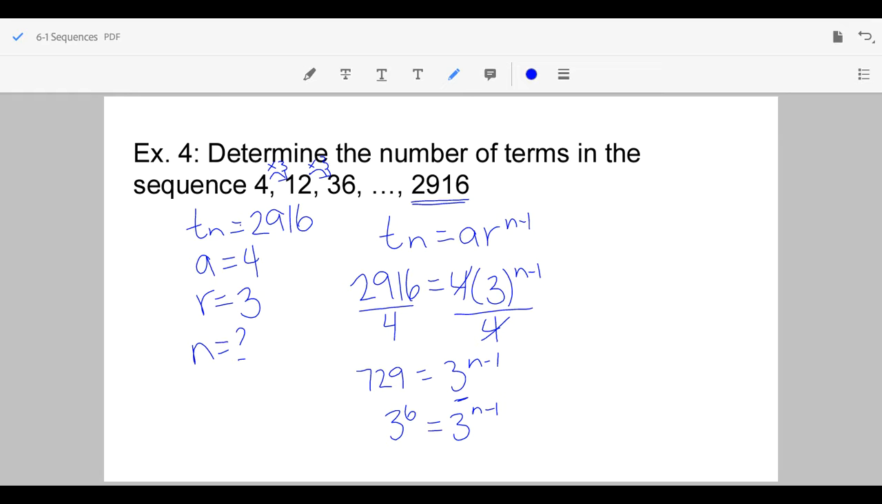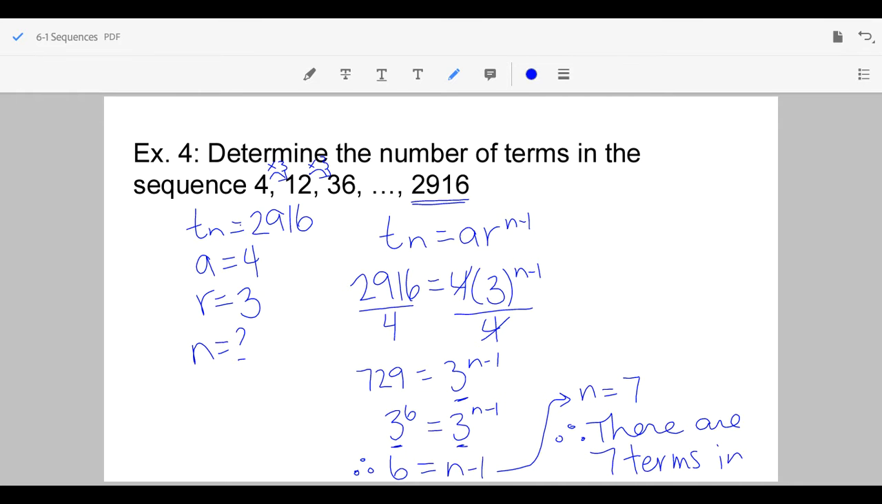If the bases are the same, 3 and 3, then the exponents have to be the same, which means that 6 is equal to n minus 1, which means that n must be 7. 6 plus 1 is 7. And that means that this sequence has 7 terms. There are 7 terms in the sequence.